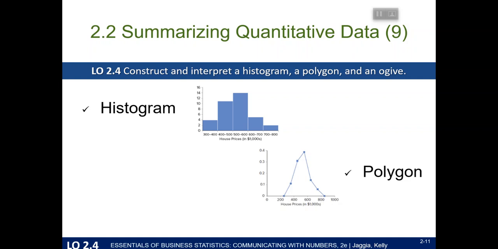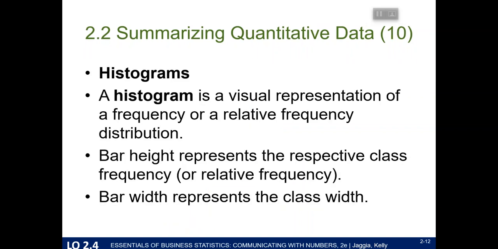We may look at, or we will look at, a polygon. And then we're going to look at, to be honest with you, I'm not really sure how you pronounce this word. I'm going to call it an ogive, but I don't know that that's right. If you know the correct way to pronounce that, then shoot me an email or join me on Teams and tell me how to pronounce it, but I'm going to call it an ogive. I don't know.